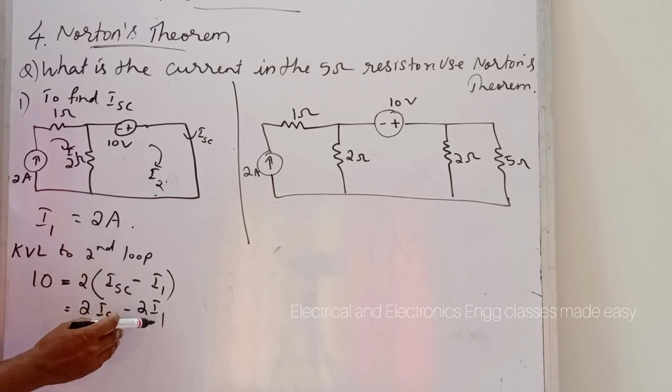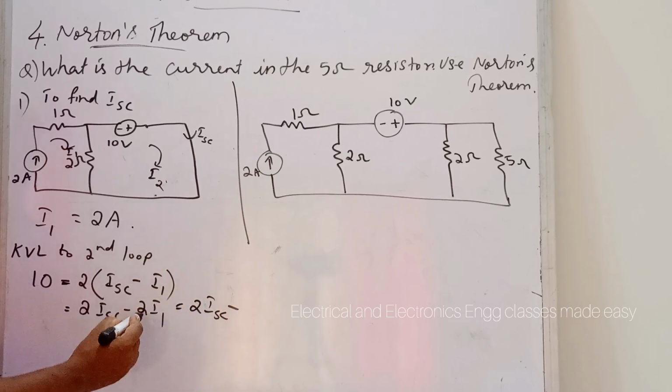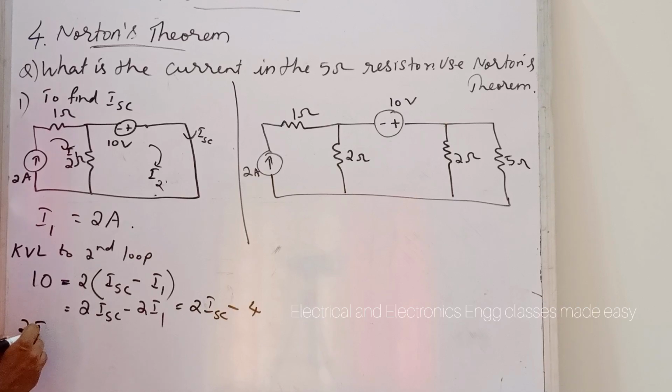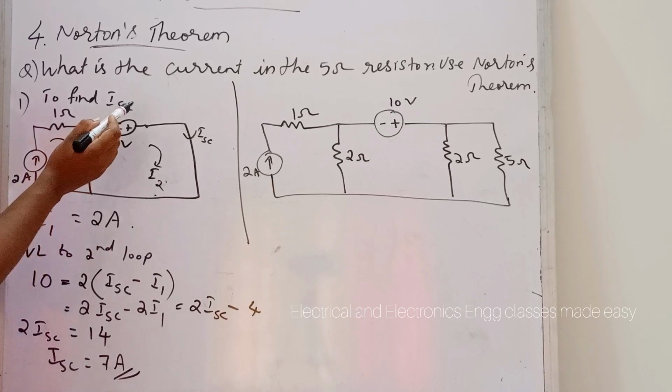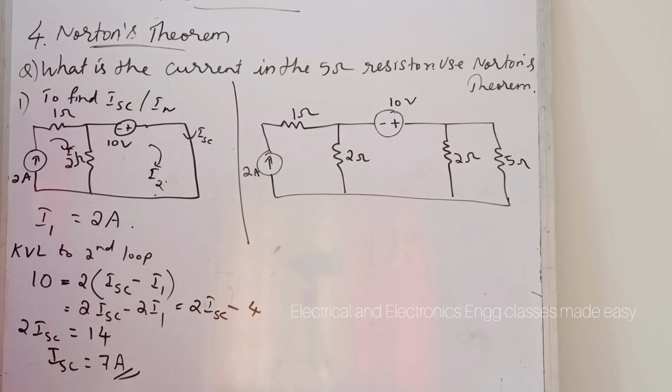here I1 is 2 ampere. So we can write 2 ISC minus 2 into 2, that is 4. So from here we get 2 ISC equal to 10 plus 4, that is 14. So ISC is equal to 14 divided by 2, that is 7 ampere. So ISC, that is the short circuit current, is 7 ampere. We can denote ISC as IN, that is the Norton's current.